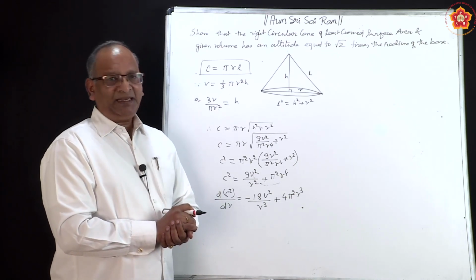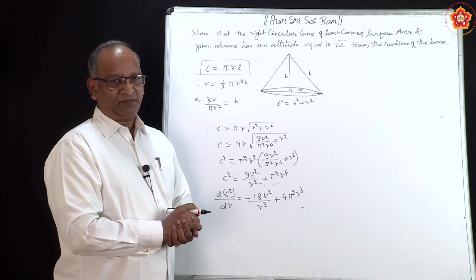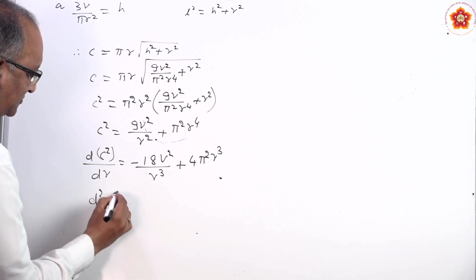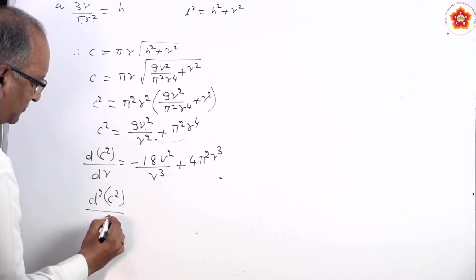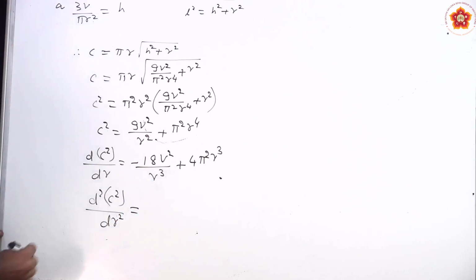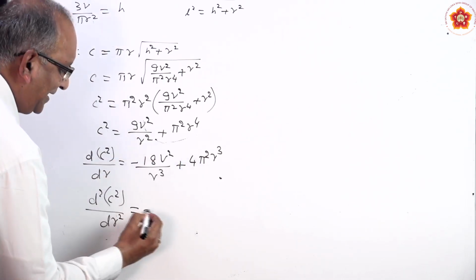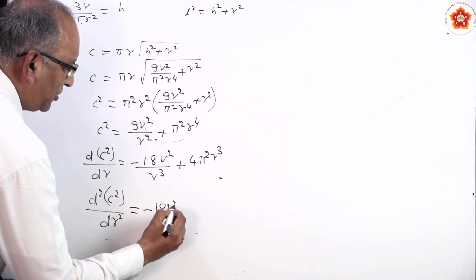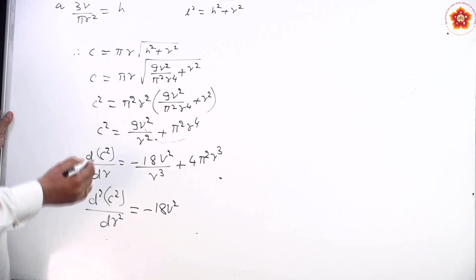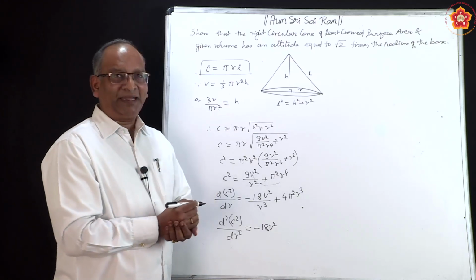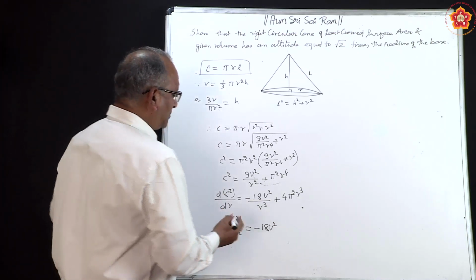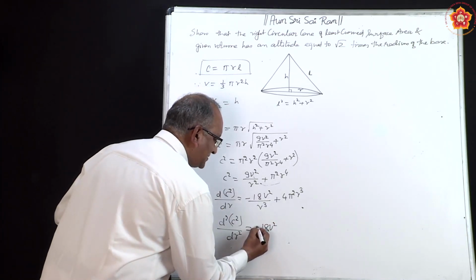You can simultaneously find the second derivative. How will you find the second derivative? We will say d²(c²)/dr² is equal to minus 18v². Remember, it is only a constant, so we don't need to worry. It is r to the power minus 3. What is the derivative of r to the power minus 3? Minus 3 into r to the power minus 4. So minus of minus will become plus.